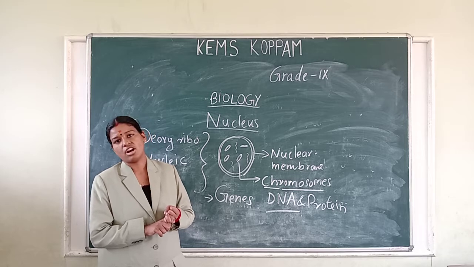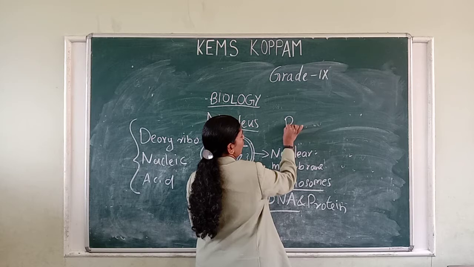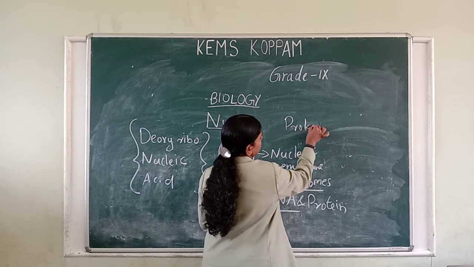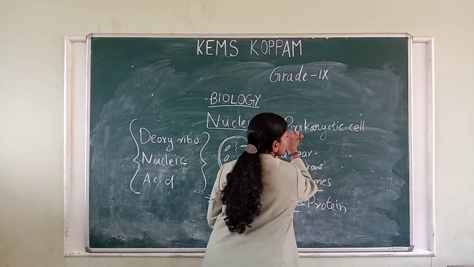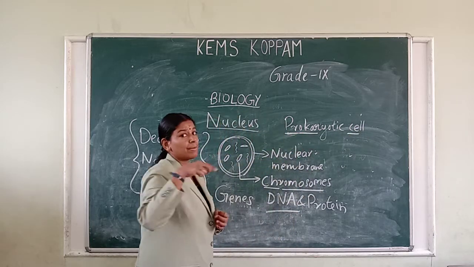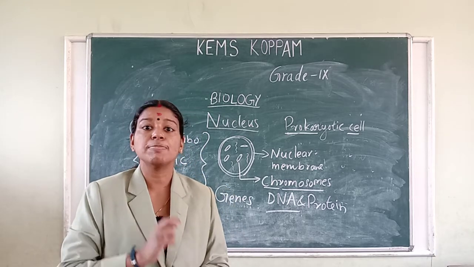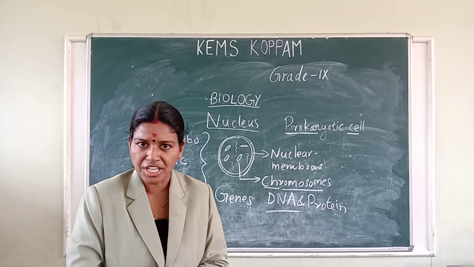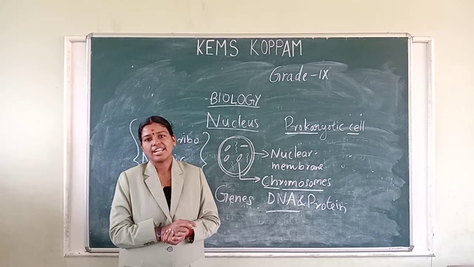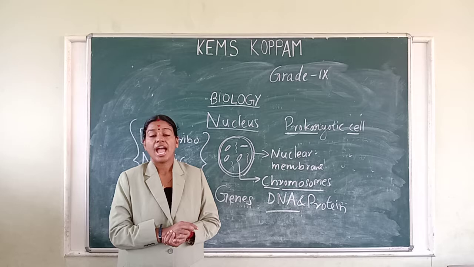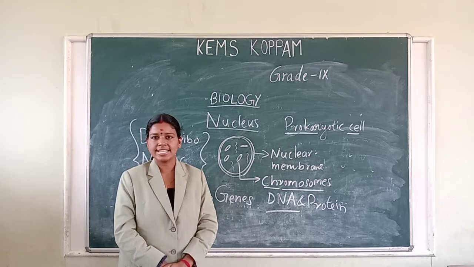Such cells are called prokaryotic cells. What is prokaryotic? Pro meaning primitive, karyon meaning nucleus. Prokaryotic cell means a primitive type of cell in which the nuclear envelope will be absent and some of the cell organelles will be absent. One example of a prokaryotic cell is the bacterial cell.